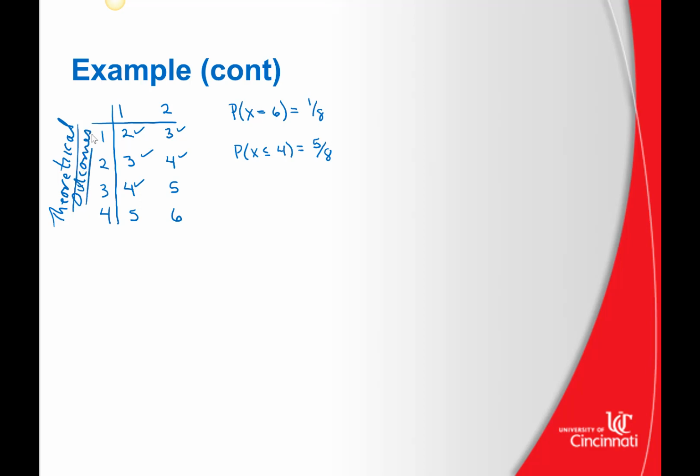Okay? The theoretical outcomes. In theory, these are the things that should happen. In theory, this is the number of times these things should happen. Does that make sense?